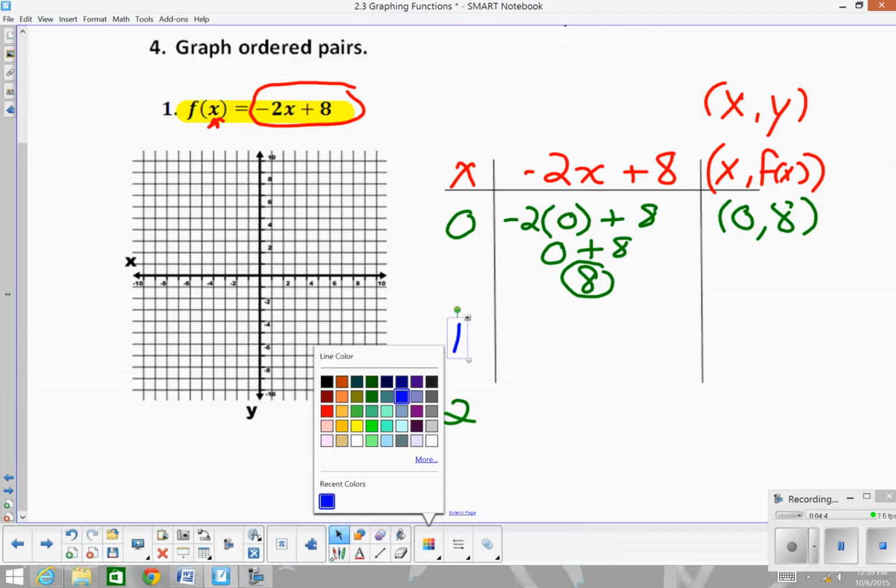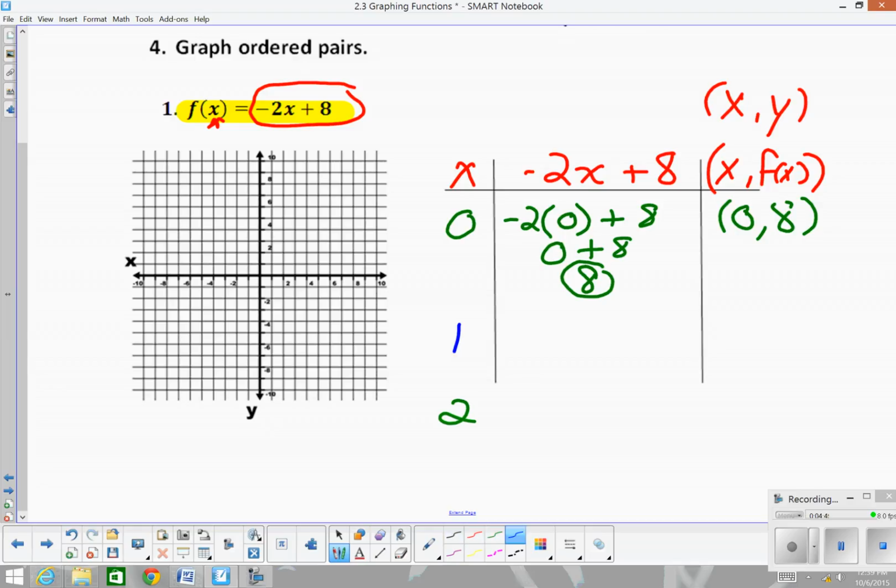We'll go blue. All right, so now my input's a 1, not a 0. So I'm going to do the same thing, but I'm going to plug in a 1. So it's going to be negative 2 times 1 plus 8. Now simply I'm going to evaluate. Negative 2 times 1 is negative 2, plus 8. Negative 2 plus 8 is simply 6. So my input is 1, my output is 6.